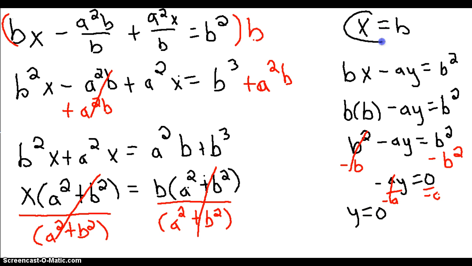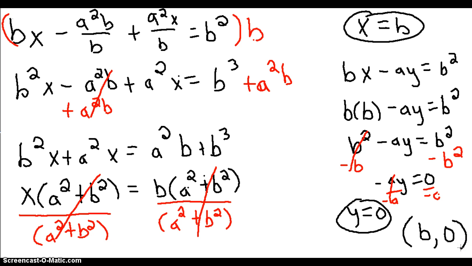So we know our x value is b, our y value is 0. We can express our answer as an ordered pair, (b, 0). I'm just showing you how to do this by substitution, but you can see how intensive it gets. So probably better to stick to the elimination method.